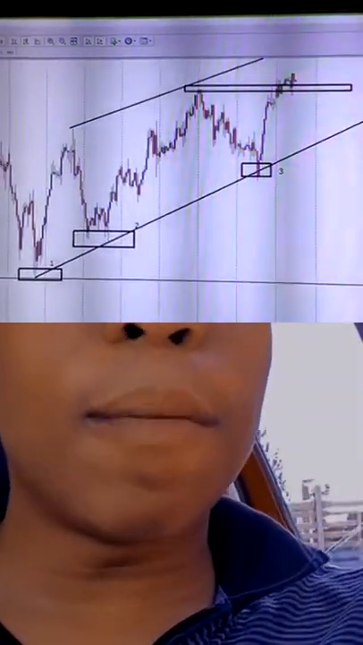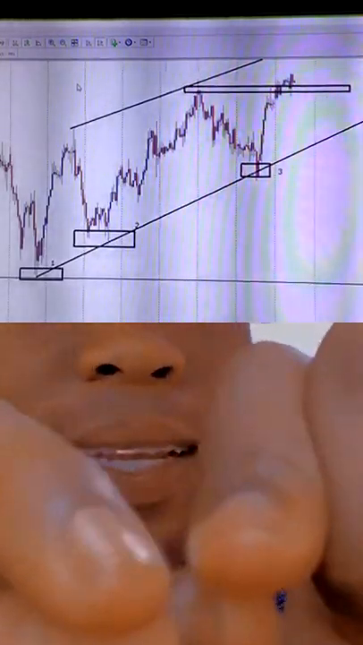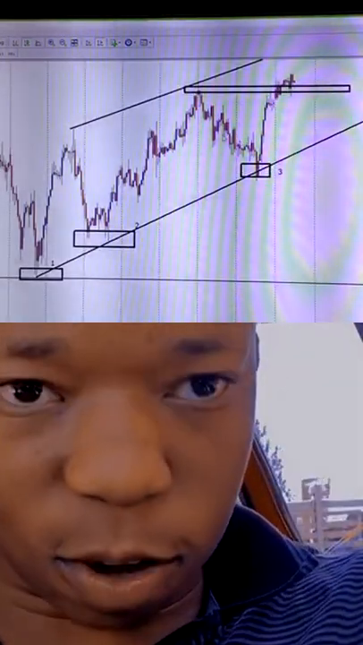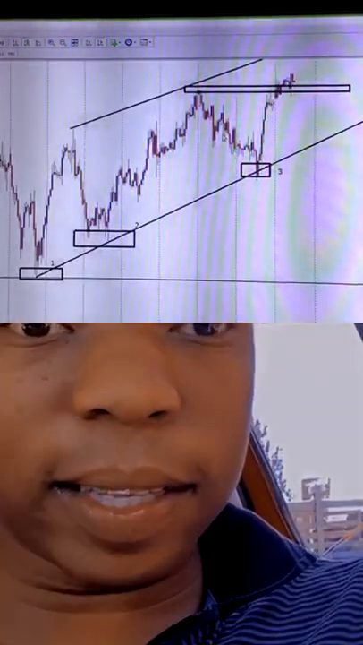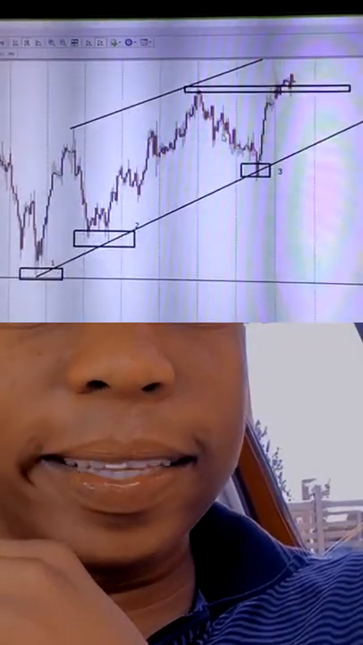Now, this is a matter of possibility and probability. A possibility is we had a double top. Now it's not a possibility anymore. Why? It broke that level. Now we are in a probability ratio.